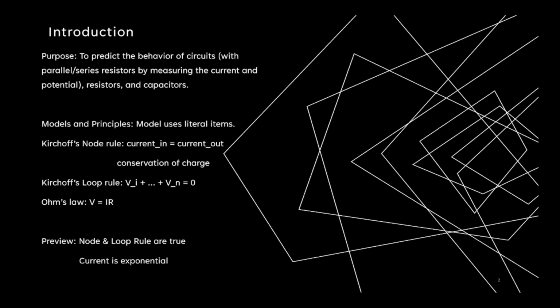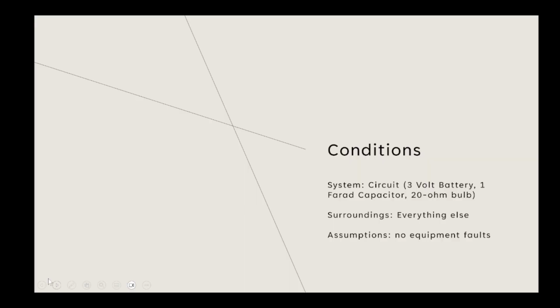And then we have a preview, which is that the node and loop rules obviously are true, and that current is exponential. But let's take a look at the conditions. We have our system being a circuit composed of a 3-volt battery, a 1 farad capacitor, and a 20 ohm bulb. The surroundings is everything else. And our assumption is that we have no equipment faults and that everything runs as intended.